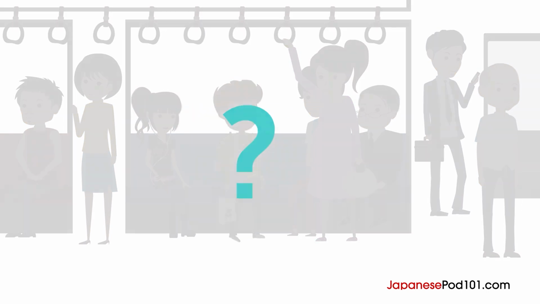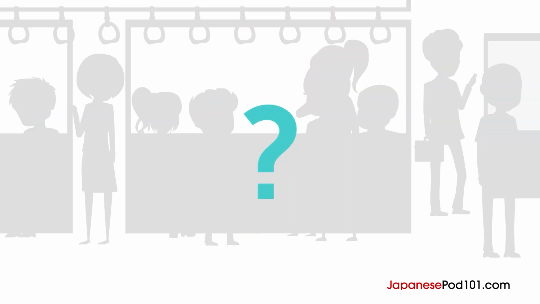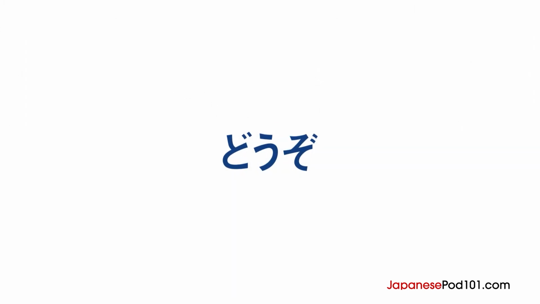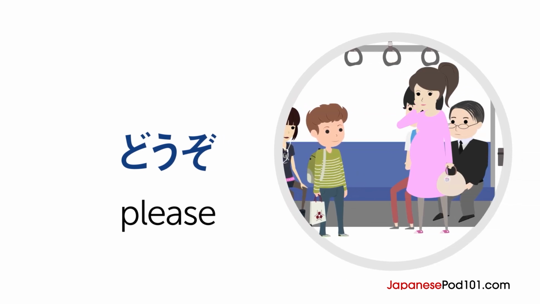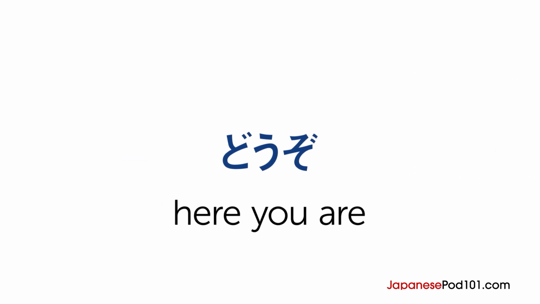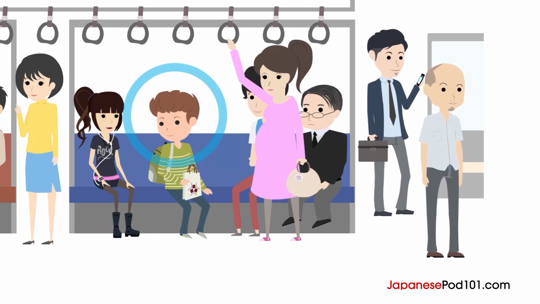In the scene, what did Ben say to offer his seat to the woman? どうぞ. This phrase literally means please. It's used anytime you are letting someone go ahead of you to mean after you. Or it can be used to offer something to someone, as in, here you are, like we saw in the scene. Now you try. Say Ben's line.